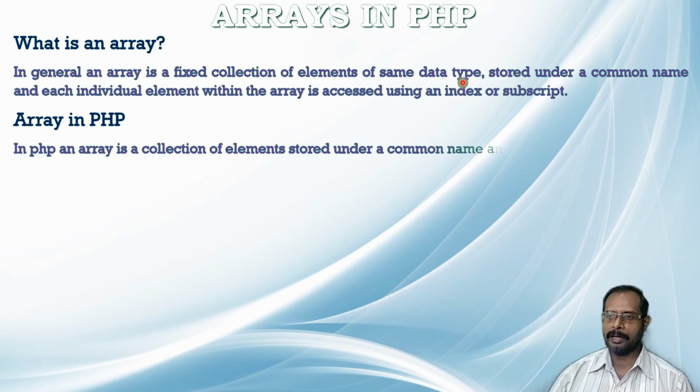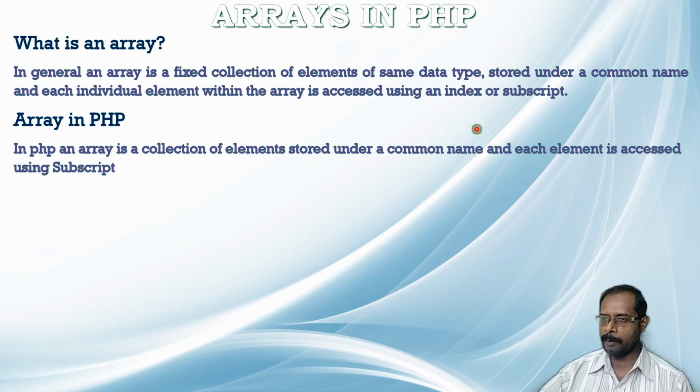In PHP, an array is a collection of elements stored under a common name, and each individual element of the array can be accessed with the help of an index or a subscript.